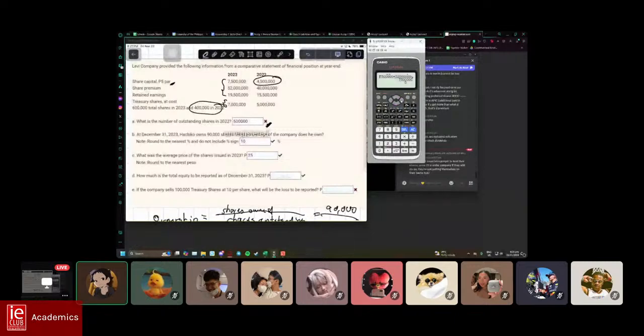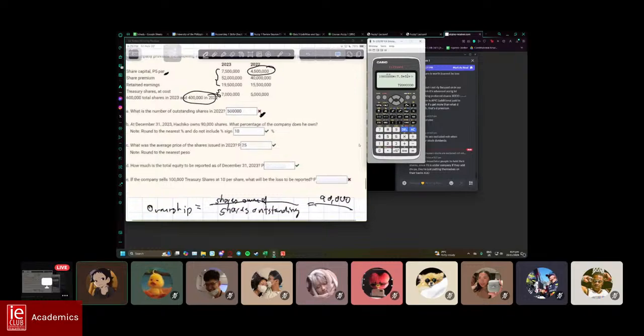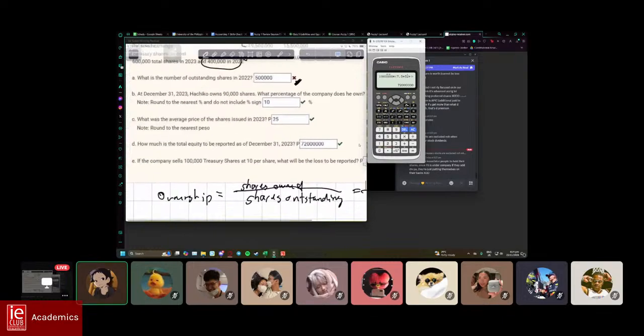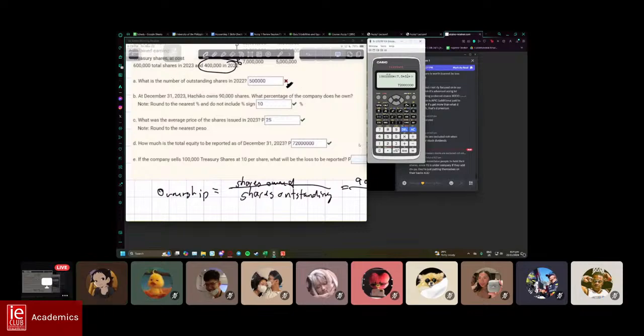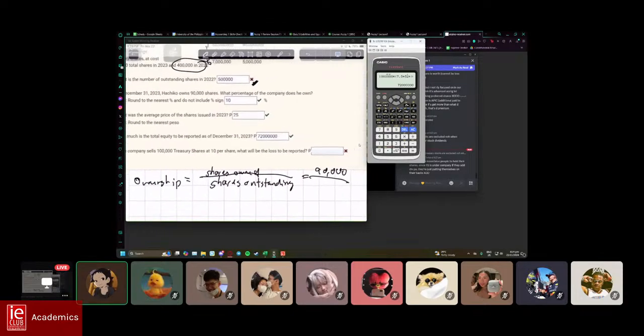Hold on. Oh, shoot. What did I do? Help. I accidentally went back in the history. Okay. Because it's 7.5. 7.5 plus 52 plus 19.5 minus 7, times 1 million. So that's going to be 72 million. Is that right? Yes, it is. I'm so relieved, guys. I mean, I totally knew that was correct. Okay. How much is the equity to be reported?